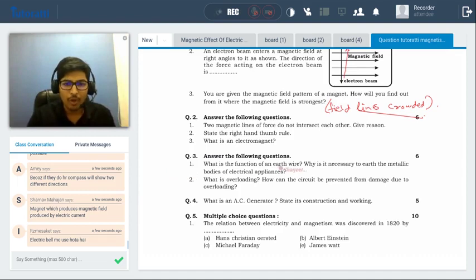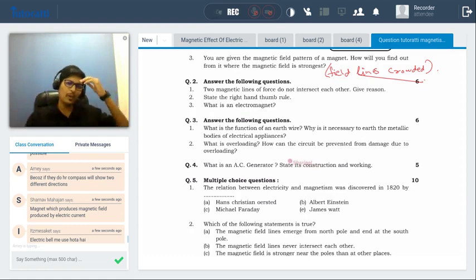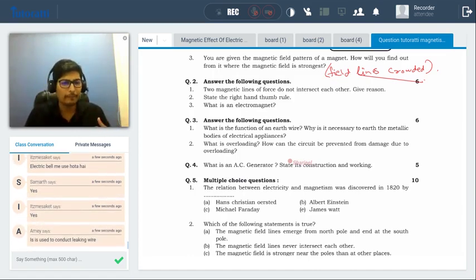Right. What is the function of an earth wire and why is it necessary to earth the metallic bodies of appliances? Is the concept of an earth wire clear to all of you? If there's even a single one of you who says no sir, I didn't understand, please let me know. I'll explain what is an earth wire.